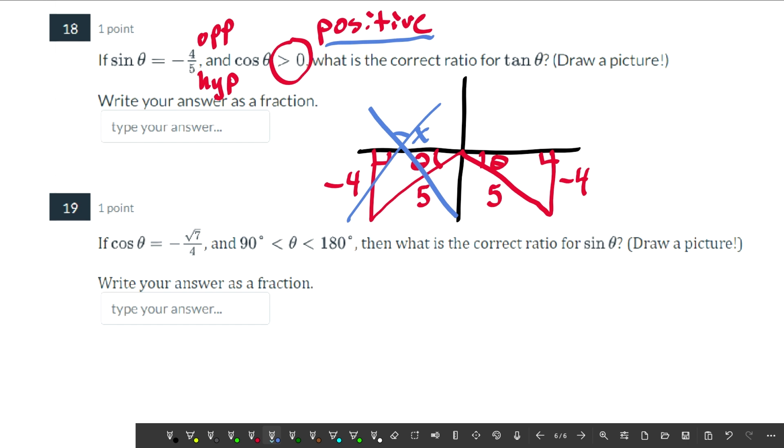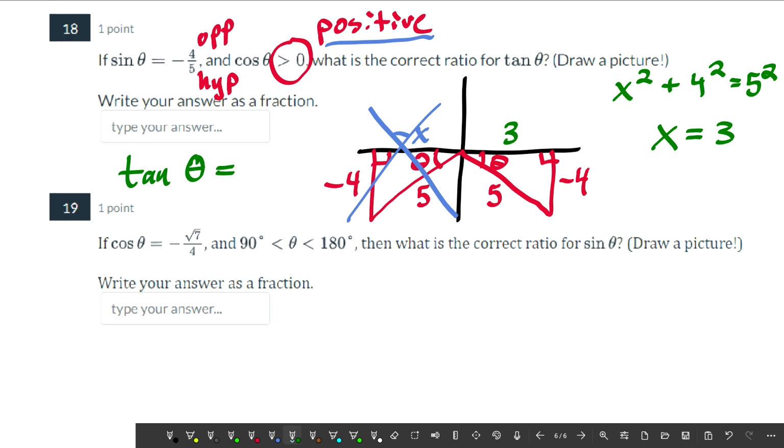And I'll leave it to you to confirm this, but if we called that x, x squared plus 4 squared has to equal 5 squared because of the Pythagorean theorem. I'll leave it for you, but x does equal 3 because this is what we know as a 3, 4, 5 triangle. And if I wanted to write tangent, just remember that tangent theta is your opposite over your adjacent. So my opposite would be negative 4, and my adjacent would be 3. So this would be negative 4 over 3.